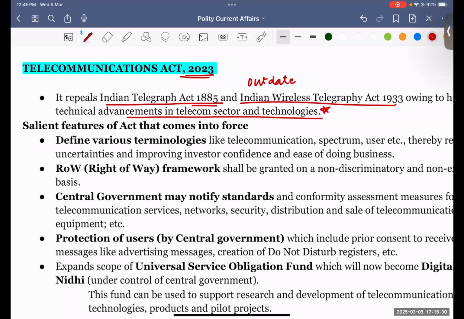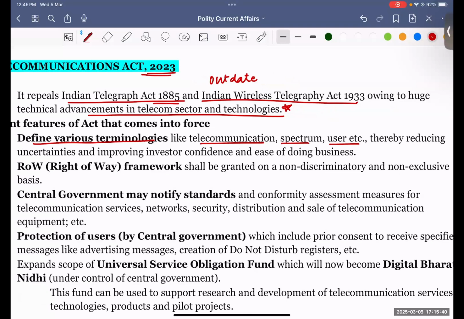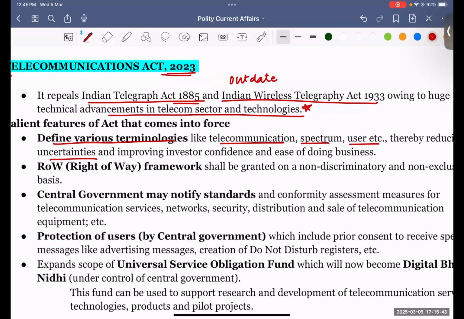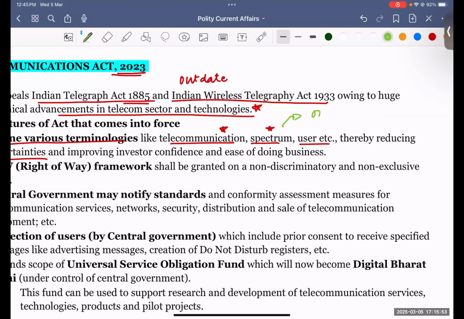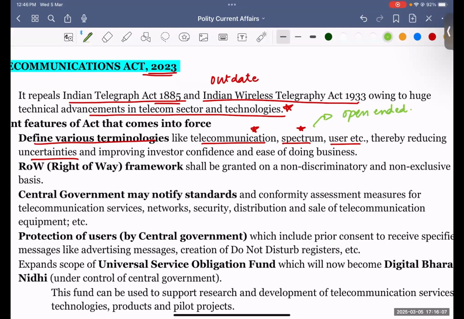So what are the salient features of the act that comes into force? The new act defines various terminologies like telecommunication, spectrum user, etc., thereby reducing uncertainties and improving investor confidence and ease of doing business. Earlier these things were not defined, and something that is not defined becomes open ended, right? It is open to interpretation. So there is no confidence for the investors, or people who are interested. Now it increases the confidence of the investors.